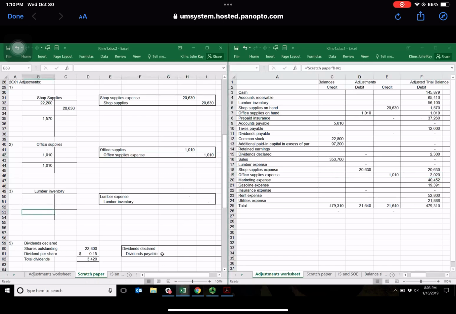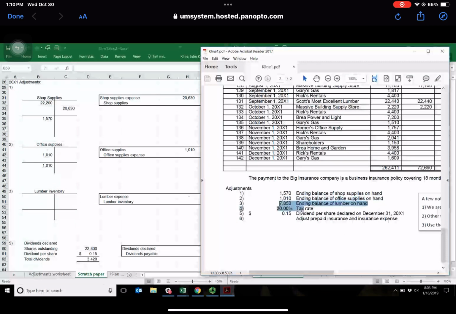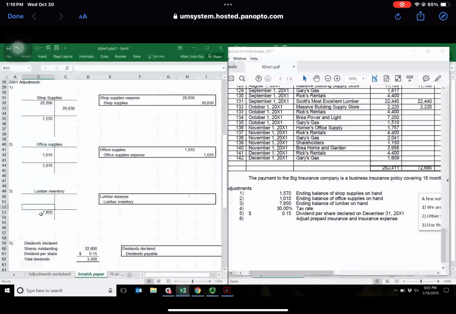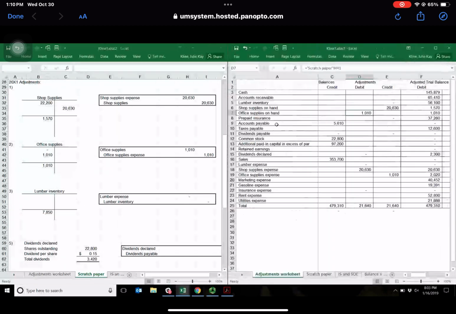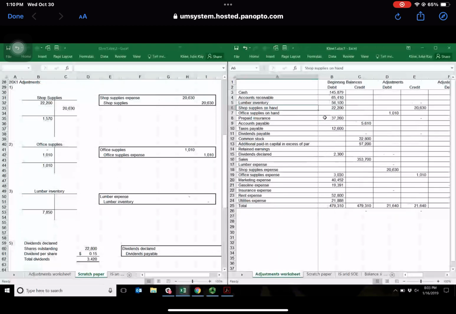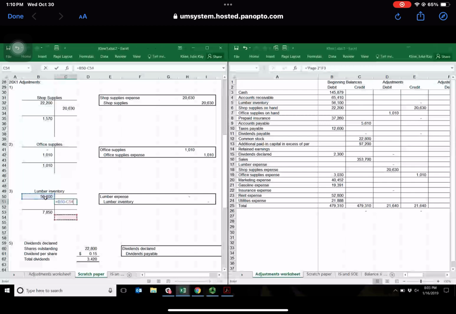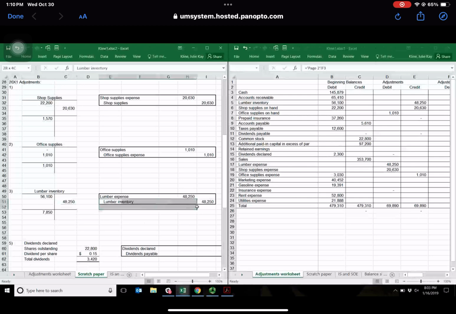Adjustment number 3 is very similar. Our ending balance of lumber inventory. So we have ending balances given. We need to look at where it was. The account is sitting at, on your worksheet, starting at 56,100. That means we need to bring the account down by 48,250. So we need a credit to lumber inventory of 48,250, and we need a debit to lumber expense.